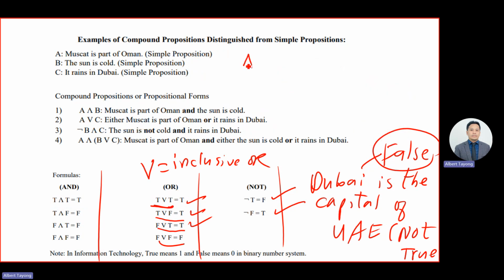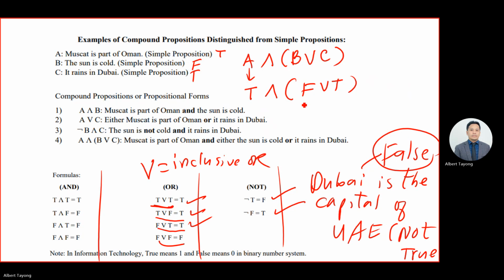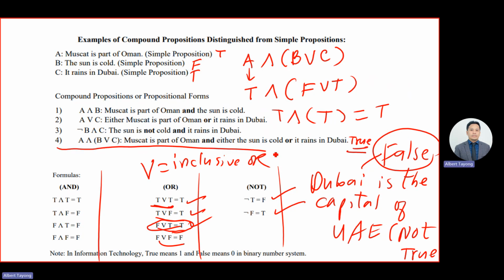Number 4, we can write our formula and change the letters to the truth values. This is true, this is false, and this is true. So A is true and B is false or true. So we start with the inside. False or true is true. So true and true is true. So the whole statement number 4 is true. Okay, using these formulas here.